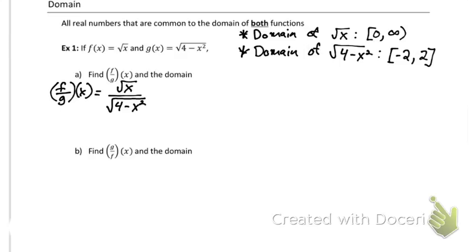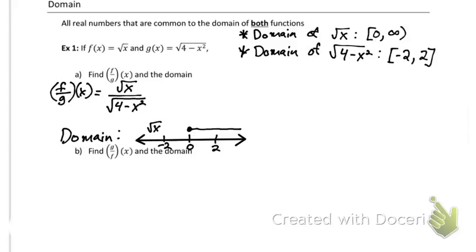Let's get that domain. So to help me do that, and if you don't need this, awesome. I'm just going to do a quick number line and show where they overlap. So square root of x, let's just do this at 0. We'll make this negative 2. We'll make this 2. Well, the domain of square root of x looks something like this. You'd have a closed dot at 0, and it goes all the way to infinity.